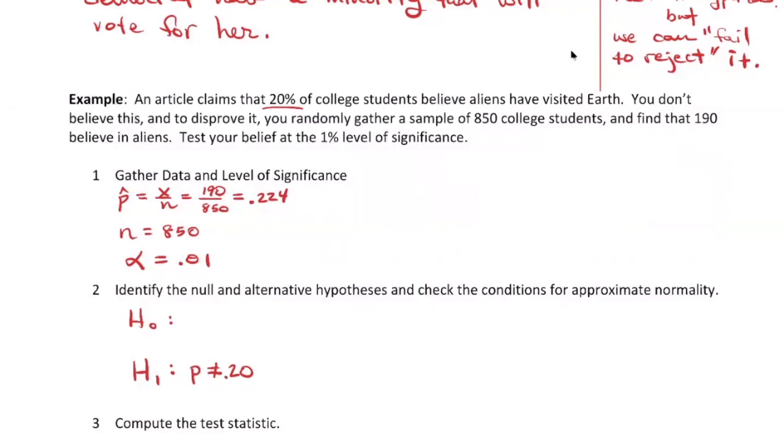So remember, you can do less than, greater than, or not equal on these. Okay. But the article claims 20%, so that's your null hypothesis, and you just don't believe it. So you're going to try and prove otherwise. Less than or greater. Okay. Any questions about that?